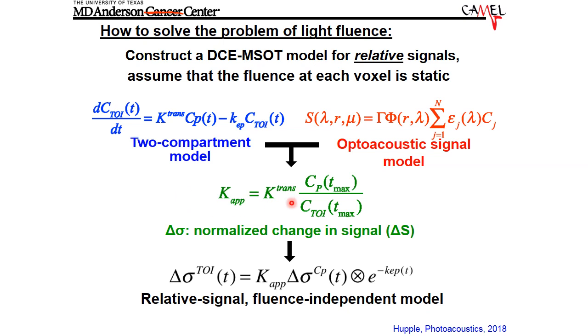We've worked around this problem by combining the optoacoustic signal model with the two-compartment model from DCE MRI to create what we call K-app, an apparent wash-in rate of the agent. You still get the same washout rate, surprisingly, from this. So we measure a KEP.